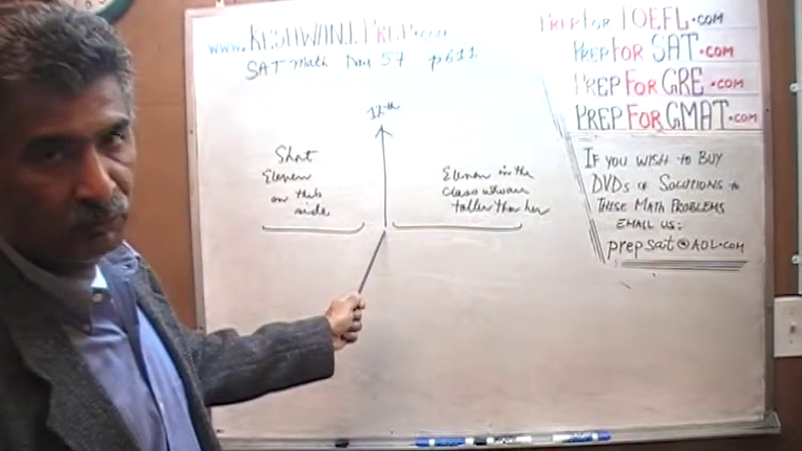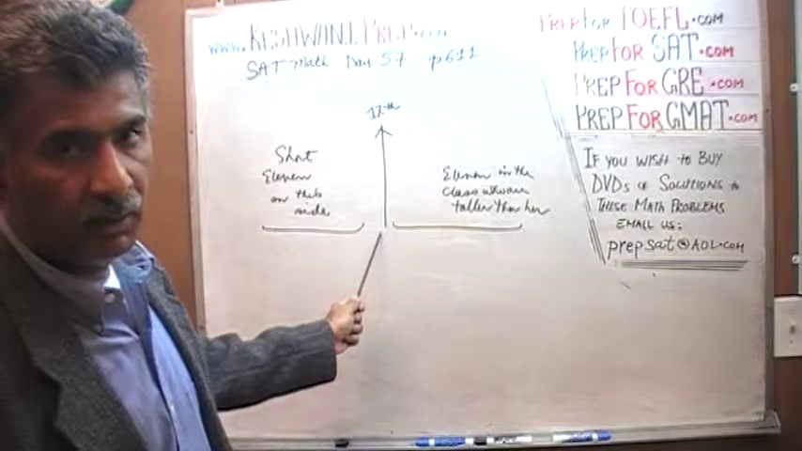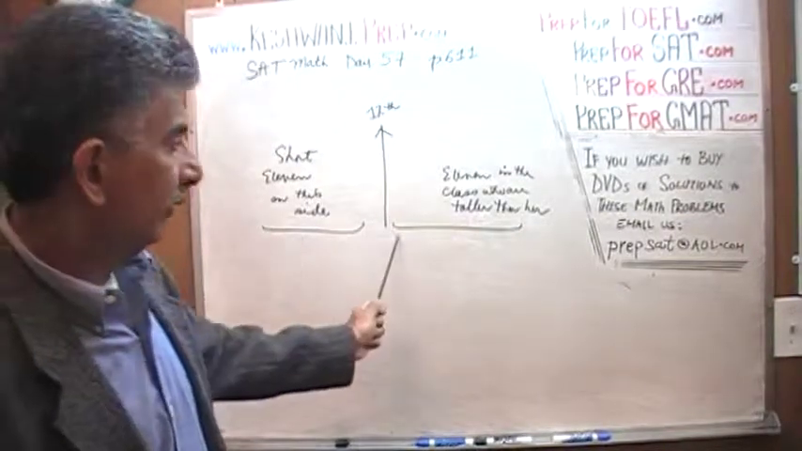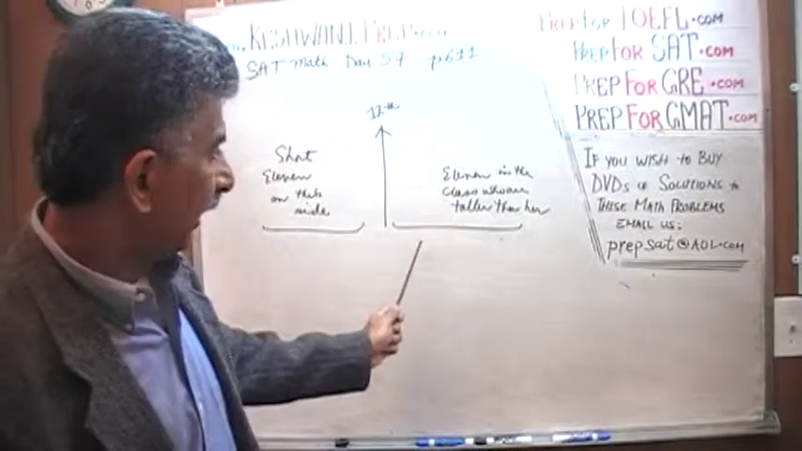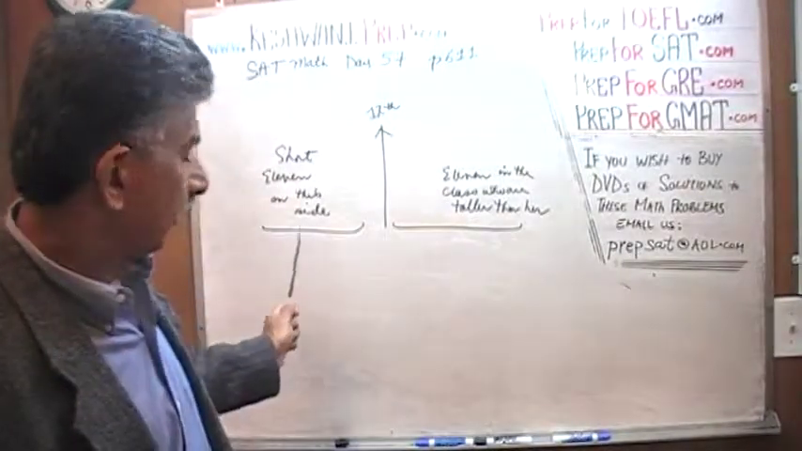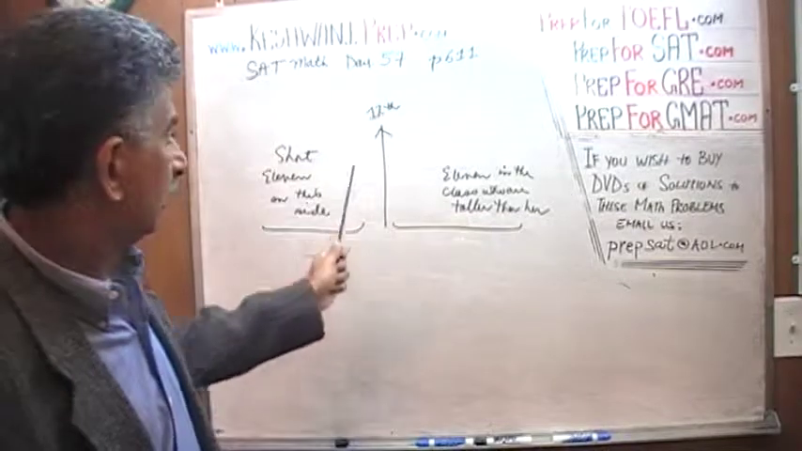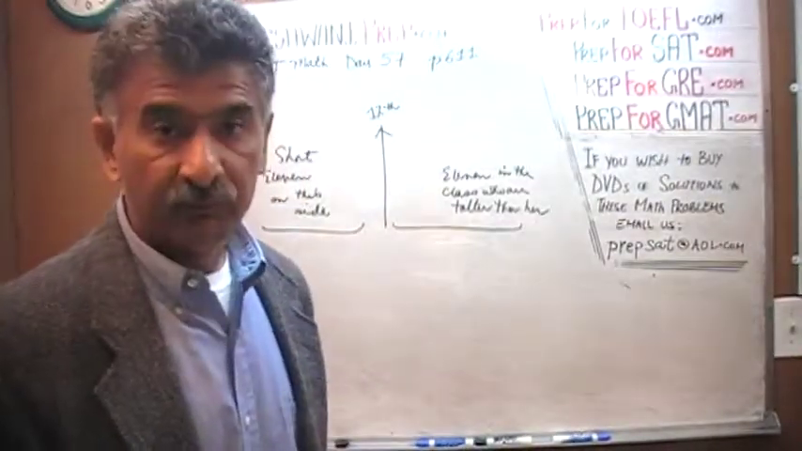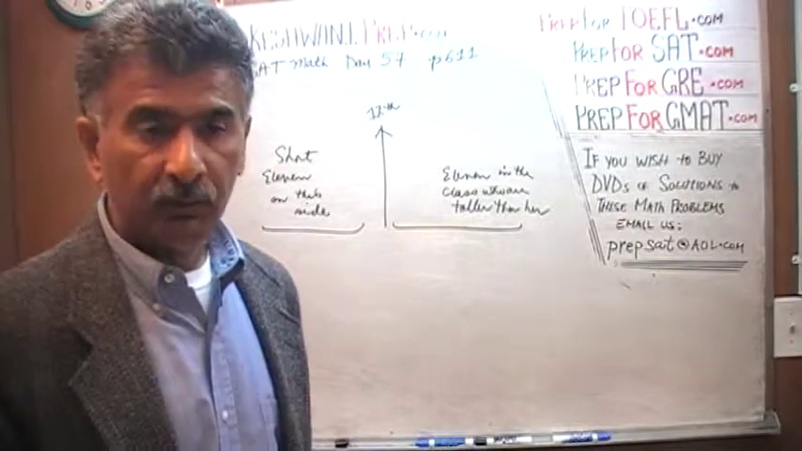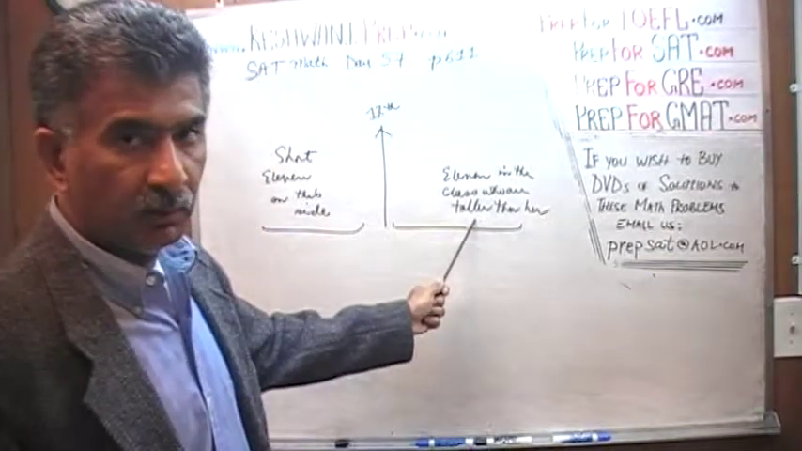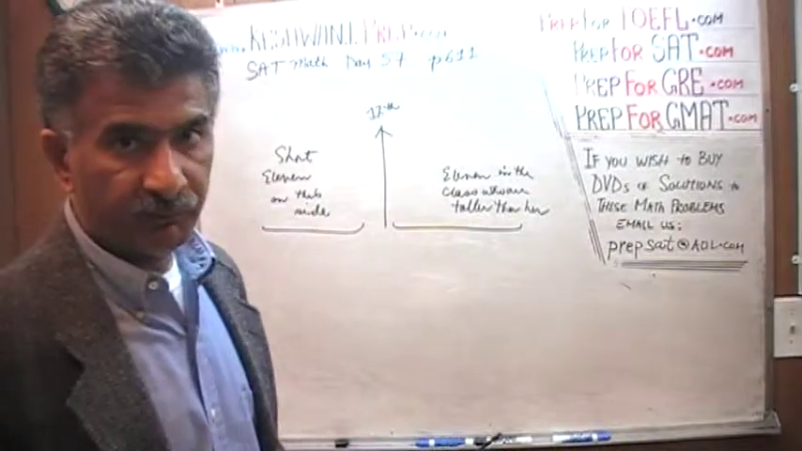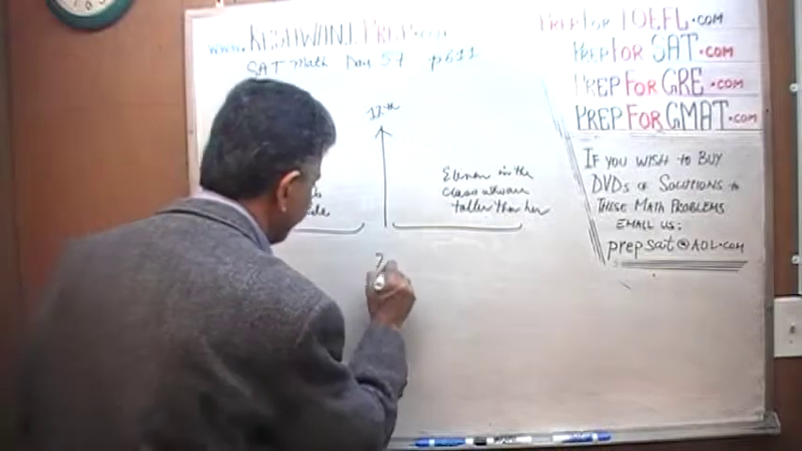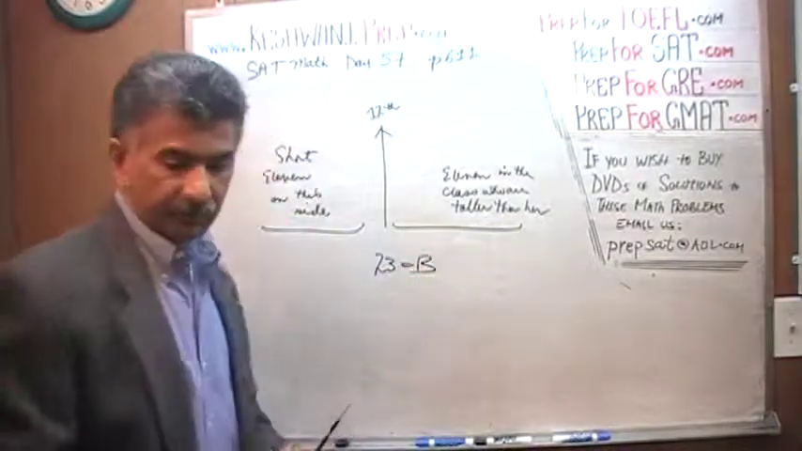If she is the 12th shortest and the 12th tallest in the class, there must be 11 people shorter than her, and 11 people taller than her. That's 22, not including Stacy herself. The question was what? How many people in the class? We mustn't forget Stacy herself. So that's 22. 11 people on her right hand side, 11 people on her left hand side, and Stacy herself, that's 23. The answer is B. There are 23 people in the class.